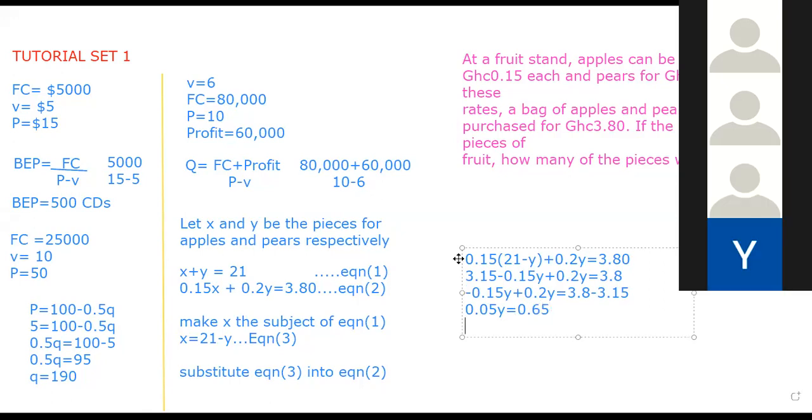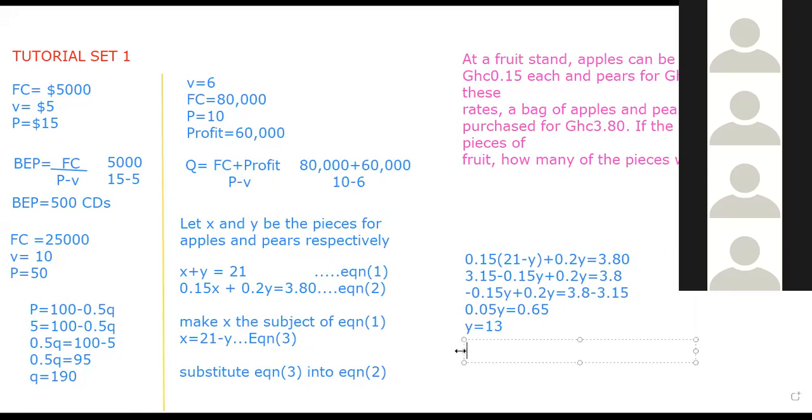That gives 0.65. Then for your Y, you divide both sides by 0.05. So Y is equal to what? 13. So that is the number of pears. We said Y should be the pieces of pears. Then if you want the pieces of apples, how many would that be? Subtract the 13 from the 21. Eight. Okay. So you end by saying that there are 13 pieces of pears.